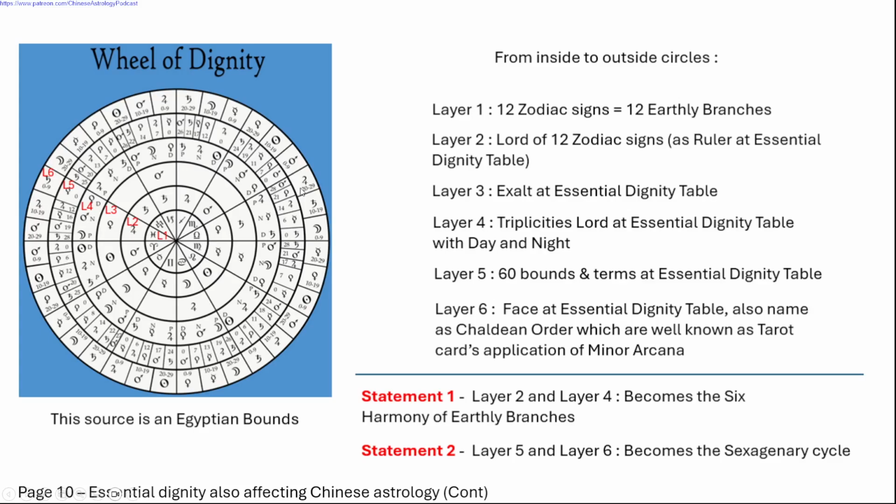Here is another example, which I'm quite sorry I can only find the Egyptian boundaries for, but it is not the Ptolemaic version. The 5 layers from the inside to outside are respectively the 12 sidereal signs, which are equivalent to the 12 earthly branches of Chinese astrology, and the rulership of the 12 sidereal signs, which is the ruler in the essential dignity table we saw on the previous page.